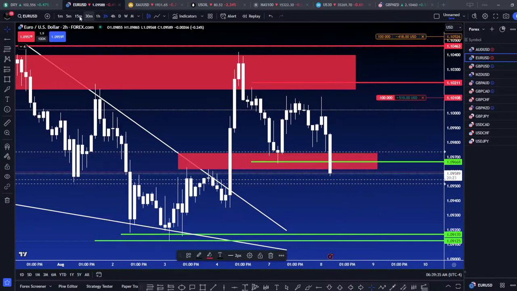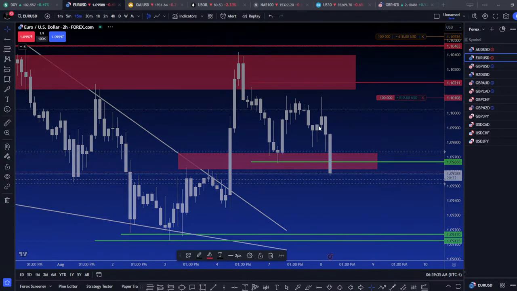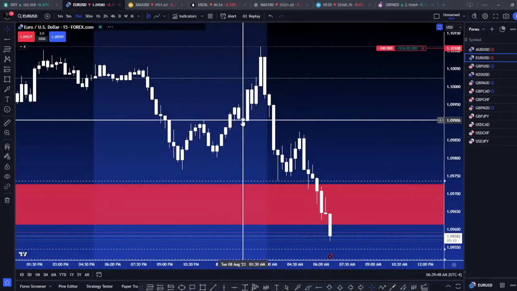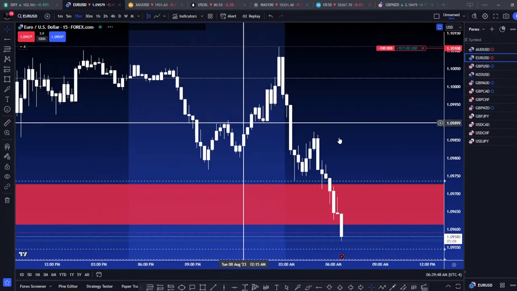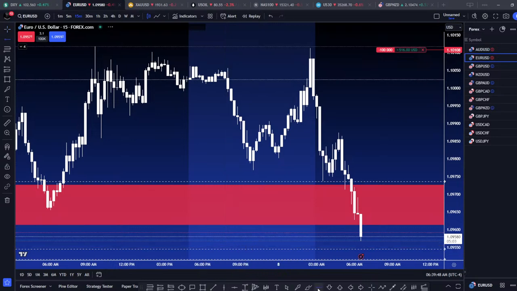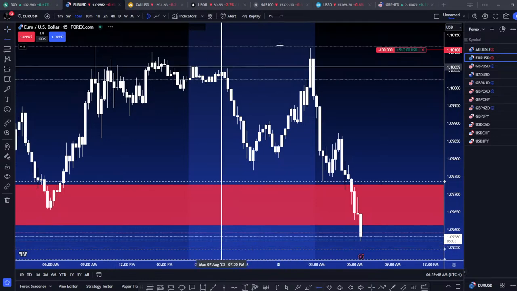Now, I'll go to the lower time frame. And again, I know that the Euro Dollar is in a downtrend, okay? Because the dollar is in an uptrend. So now, when I go to the 15-minute time frame and I mark out that manipulation, we can just get more details on what's going on. So now, here, all right, is our high right there.